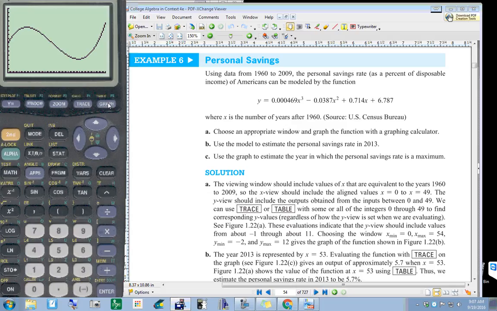So, we chose an appropriate window. We graphed it out there. Now it wants us to model a personal savings rate in 2013.